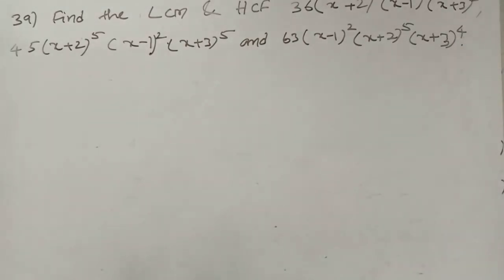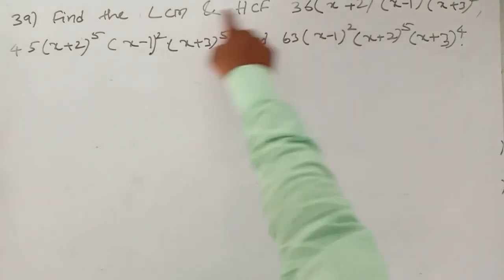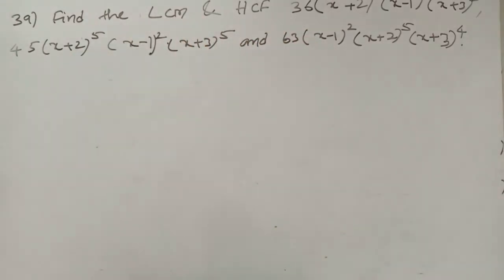So here the question is find the LCM and HCF of 36 into (x+2)^2 into (x-1)^3 into (x+3)^5. Next one is 45 into (x+2)^5 into (x-1)^2 into (x+3)^5. And the third polynomial is 63 into (x-1)^2 into (x+2)^5 into (x+3)^4. For these three polynomials, I have to find the LCM and HCF.